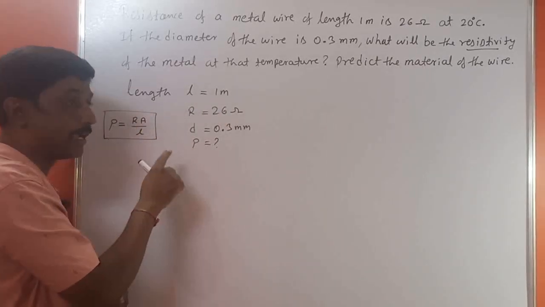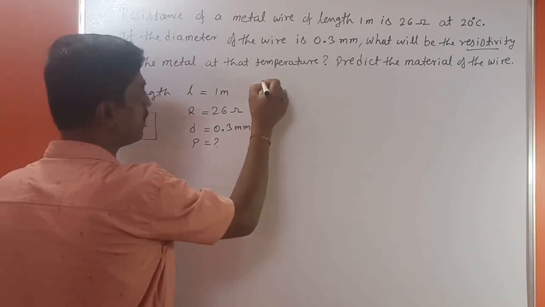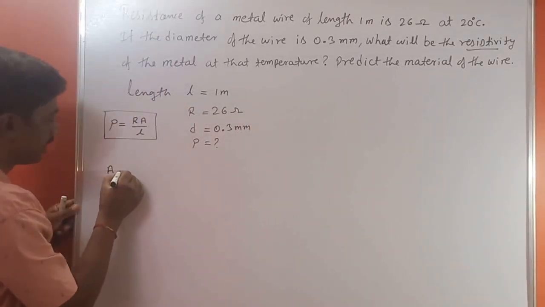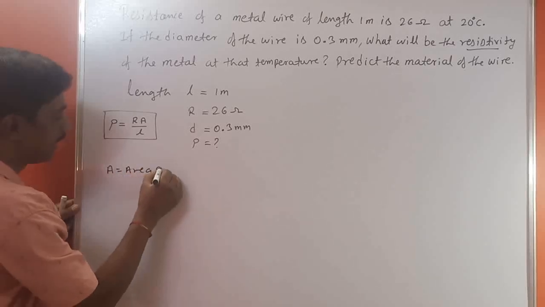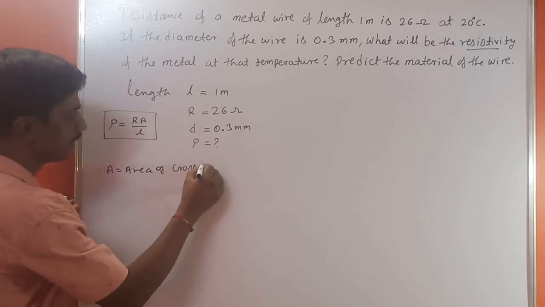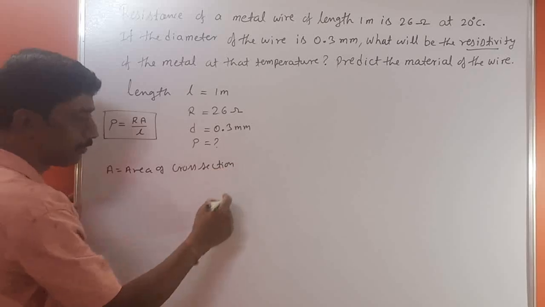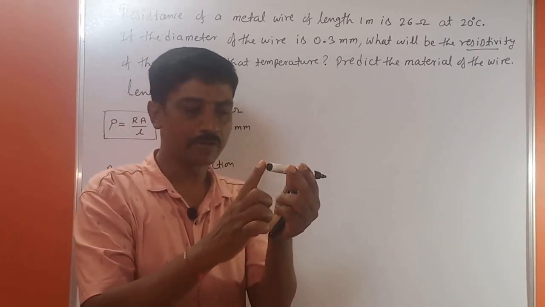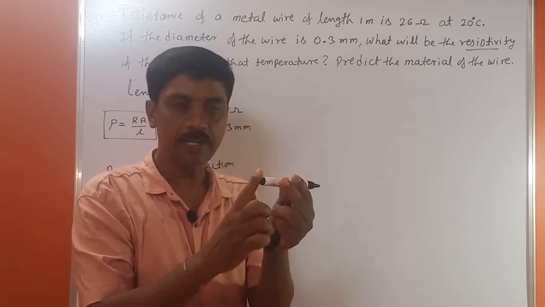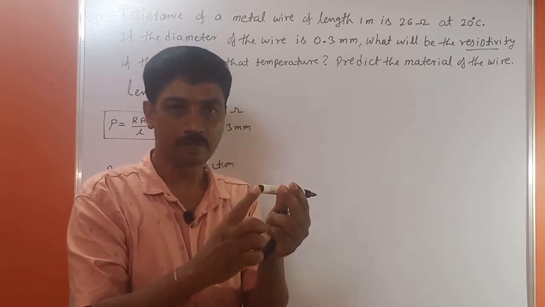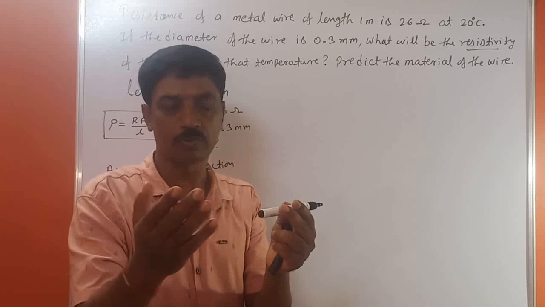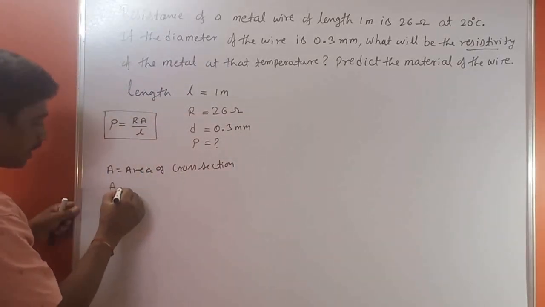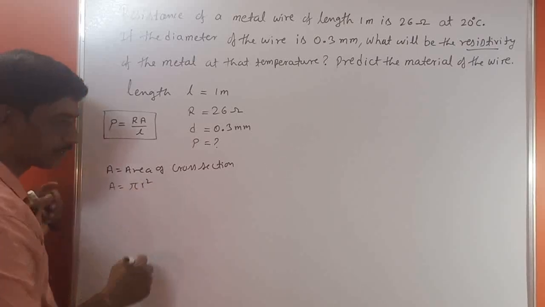Here you find A. A here means area of cross section. So let me take it over here. What is A here? This is nothing but area of cross section. And what is the area of cross section? If this is the wire and this is the end of the wire, this is circular. This is the area of cross section, and the circle's area, you know the formula, pi r square. So A is equal to pi r square here.